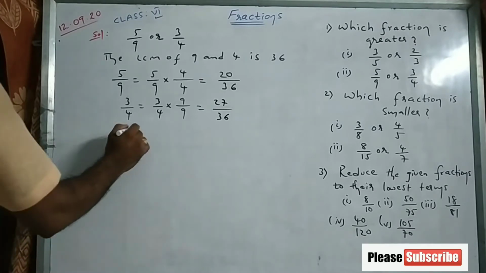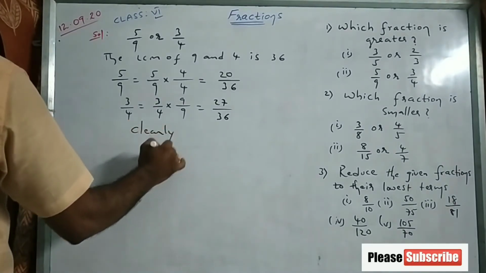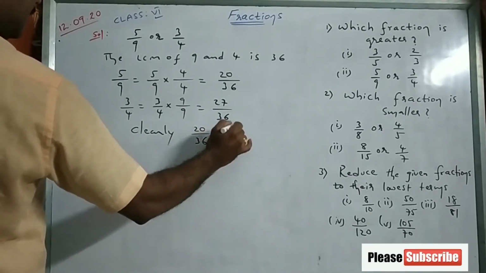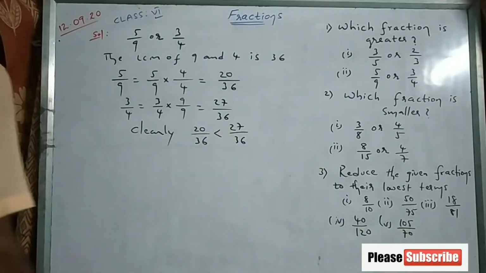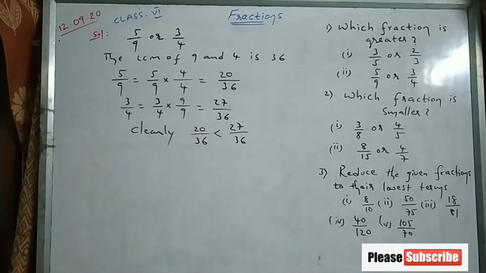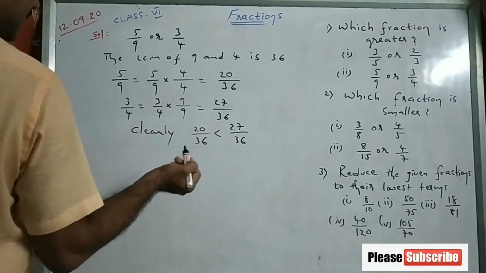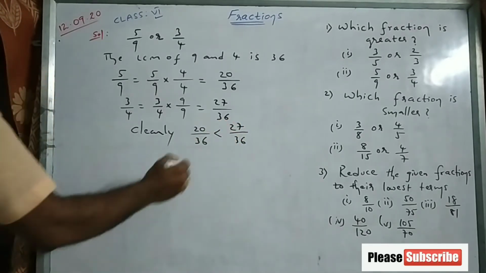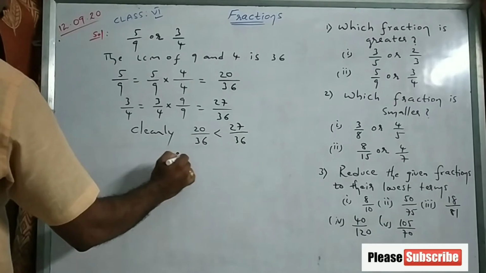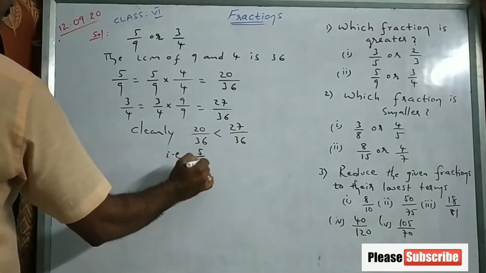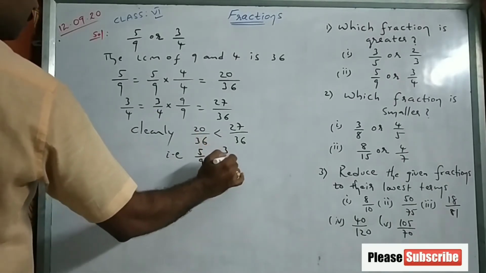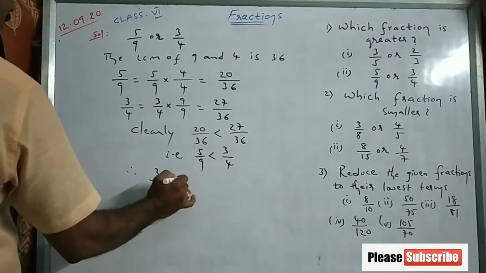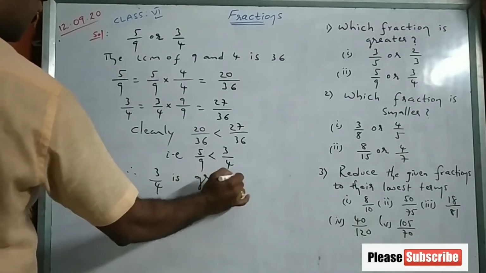Now it is understood clearly. Which one is greater here? Clearly 20 by 36 is less than 27 by 36. Since the denominators are same, we can decide easily which one is greater. So 20, 27. Among these two, 27 is greater. So you keep it like this. That is 20 means 5 by 9 is less than 3 by 4. So therefore 3 by 4 is greater. Clear?